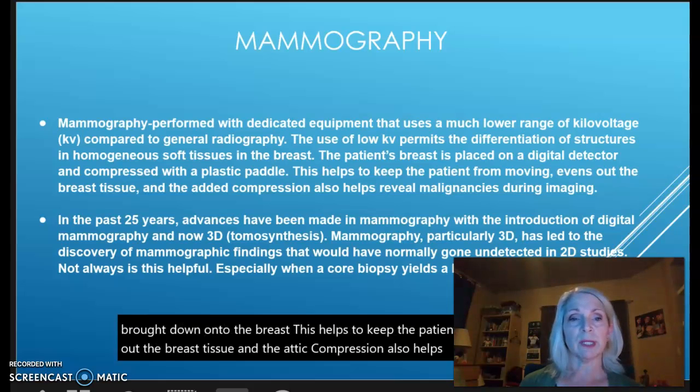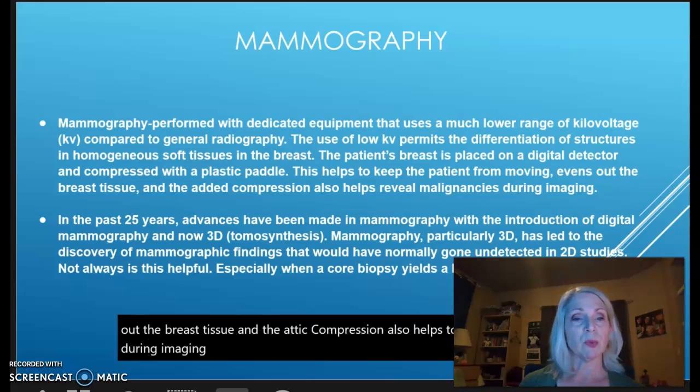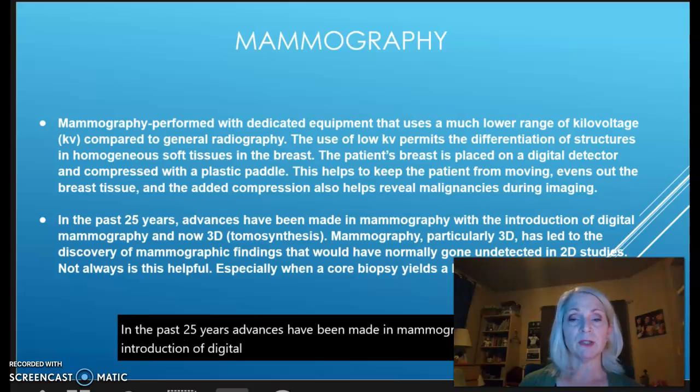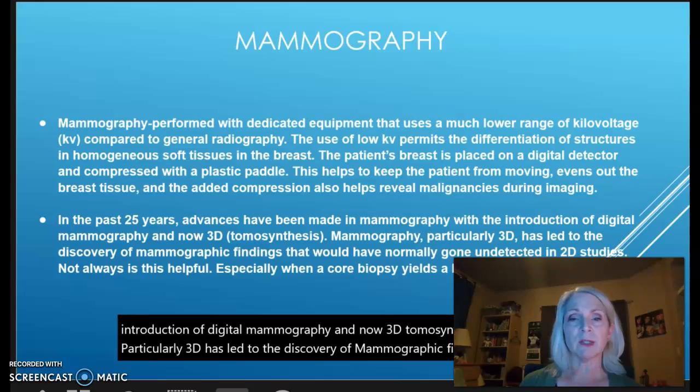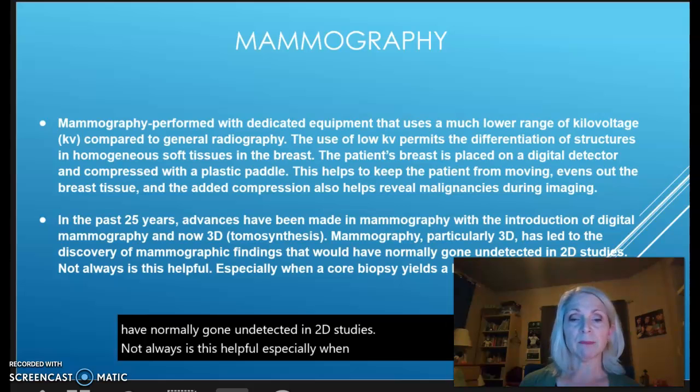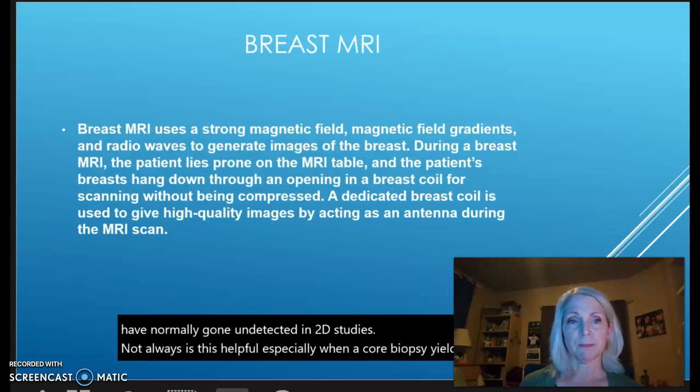This helps to keep the patient from moving, evens out the breast tissue, and the added compression also helps to reveal malignancies during imaging. In the past 25 years, advances have been made in mammography with the introduction of digital mammography and now 3D tomosynthesis. Mammography, particularly 3D, has led to the discovery of mammographic findings that would have normally gone undetected in 2D studies. Not always is this helpful, especially when a core biopsy yields a high-risk benign diagnosis.